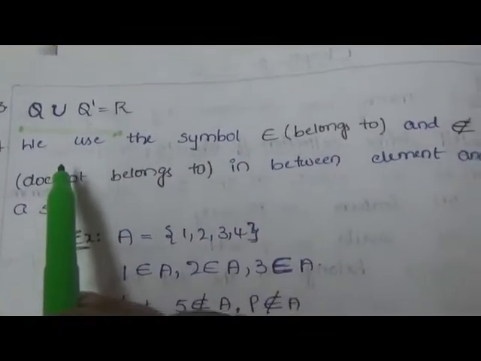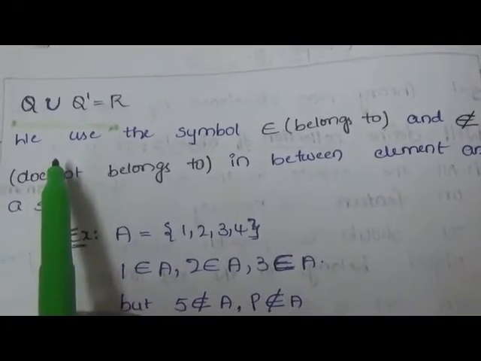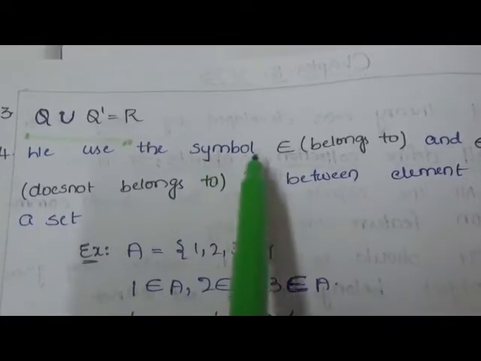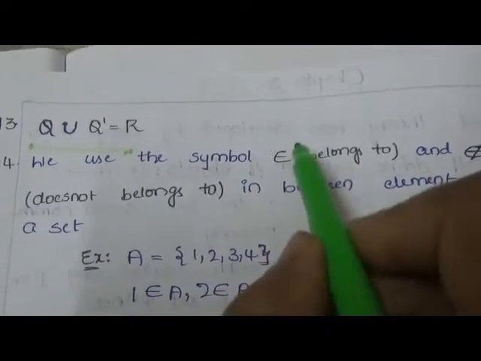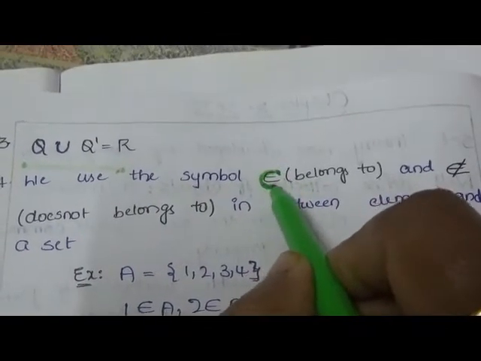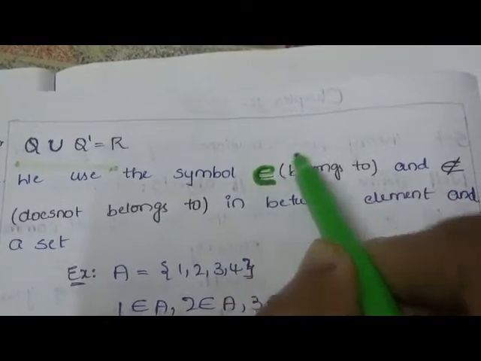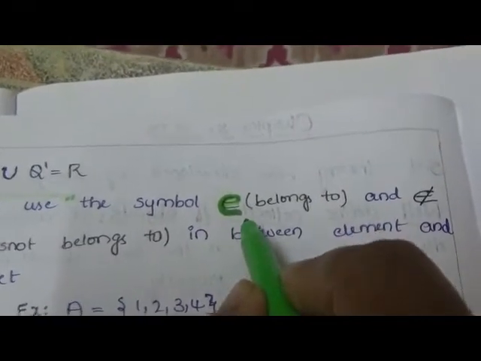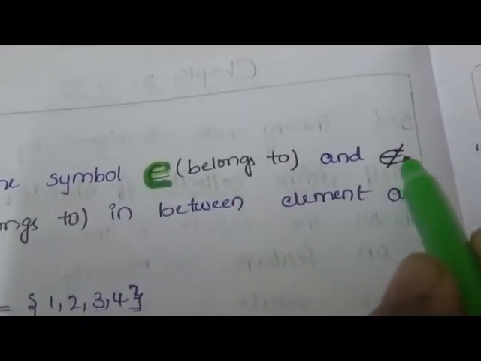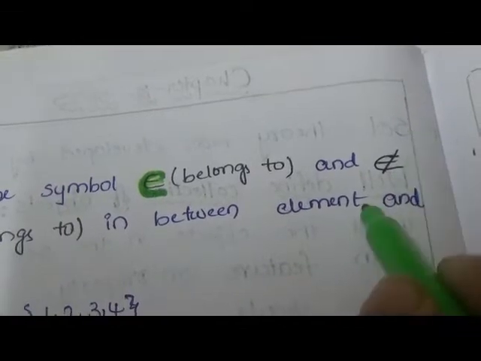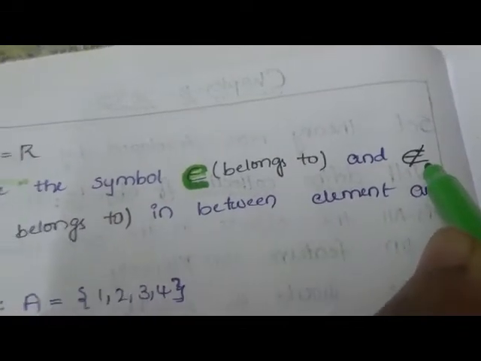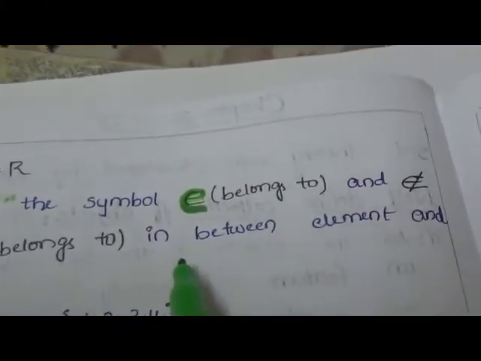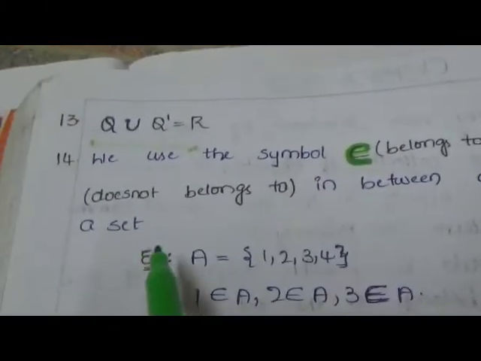The next point I'll explain is belongs to and does not belong to. We use a symbol like this for belongs to. Strike off that symbol and it is the symbol for does not belong to. It is used between an element and a set.